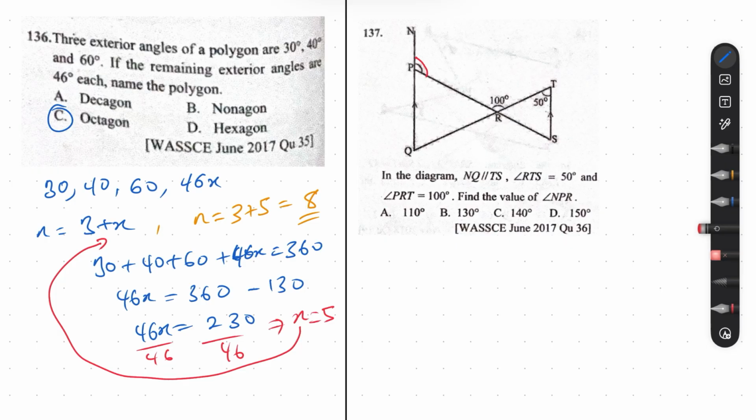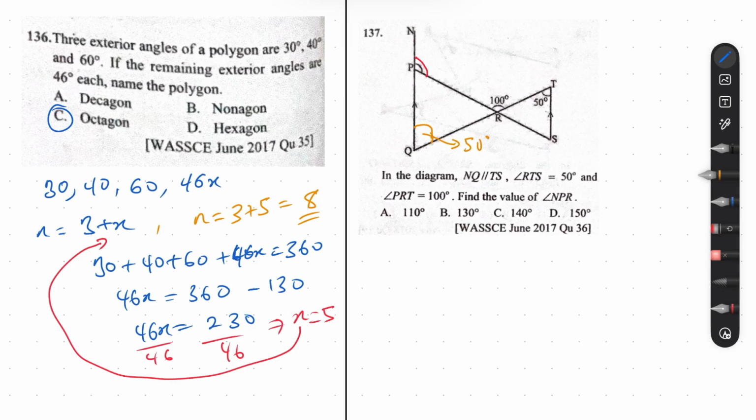Now, when you look at these two lines, they are parallel, right? That means we can have alternate angles. These two angles are alternate, and alternate angles are equal. So if this side is 50, this side will also be 50. So let's write down 50. This angle is 50.